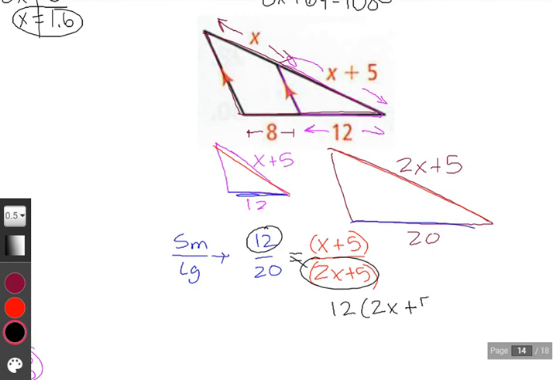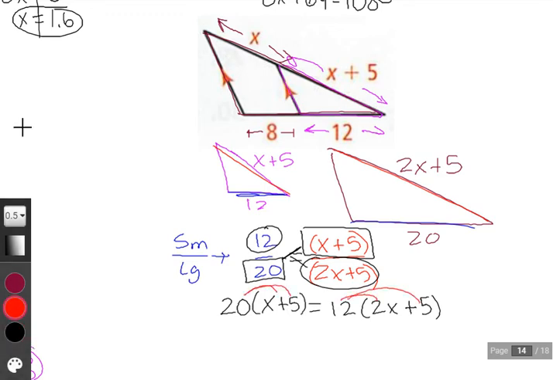Maybe I'm probably writing too fast, the board's just not keeping up. So 20 times the quantity x plus 5, here we go. All right, so distribution, both sides. So 20x plus 100 is the same as 24x plus 60. 12 times 5 is 60. All right, so let's kick the 20x's to the right. And simultaneously, let's kick the 60 to the left.